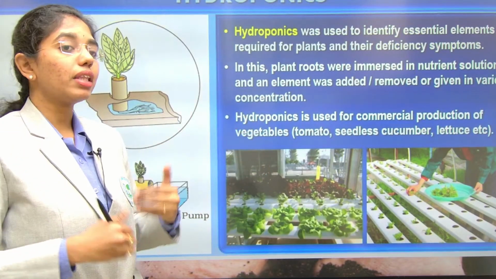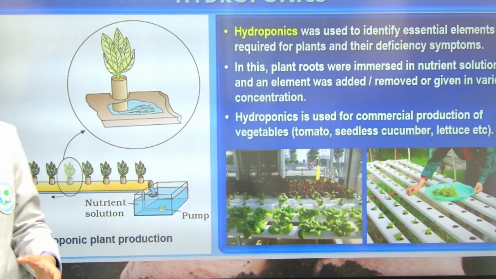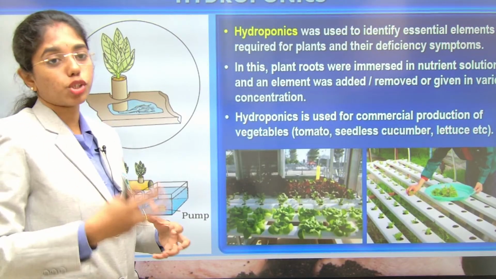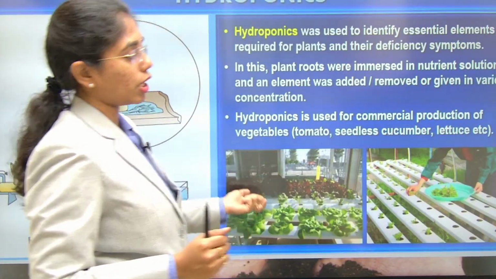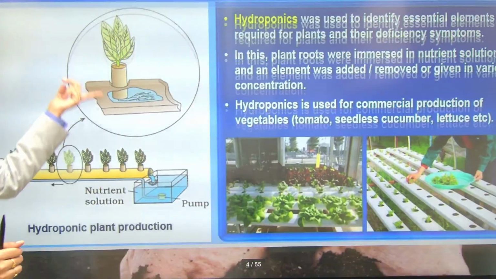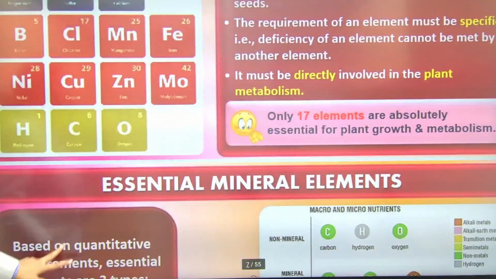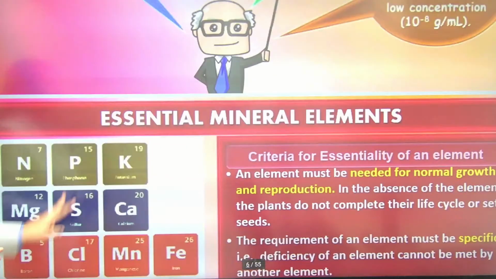For regular commercial production, we are using hydroponics for the production of vegetables like tomato, seedless cucumber and lettuce. Whatever the climatic conditions might be outside, we can produce the plants using hydroponics. That is the major advantage.